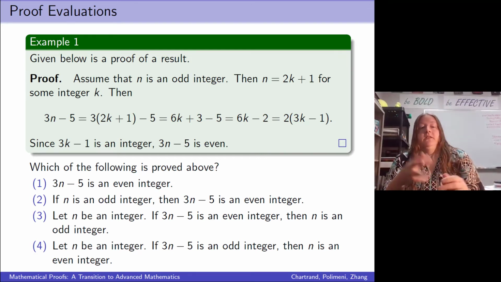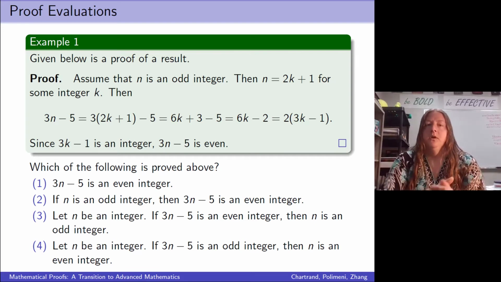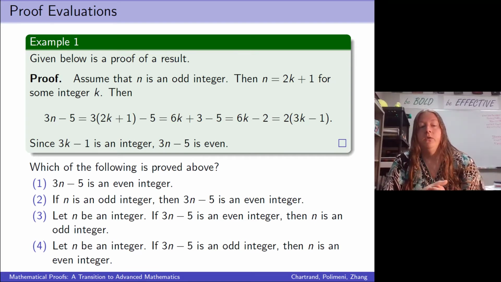Now, if we take a look at the other options that they give us, say you were given options like this, you could very quickly rule out option 1. 3n minus 5 is an even integer is not actually something that we can prove. It's just a statement. It's an open statement, and it depends on the value of n that we plug in.